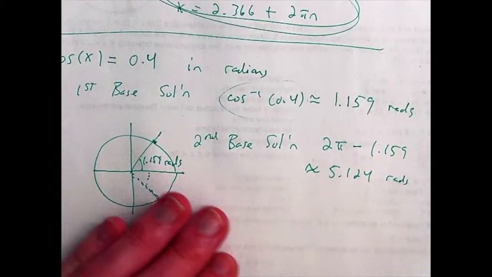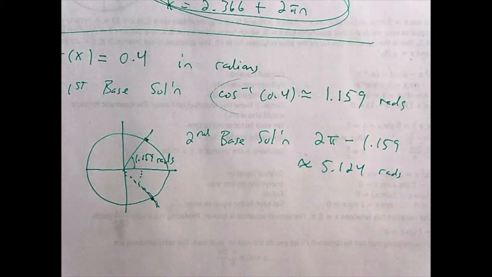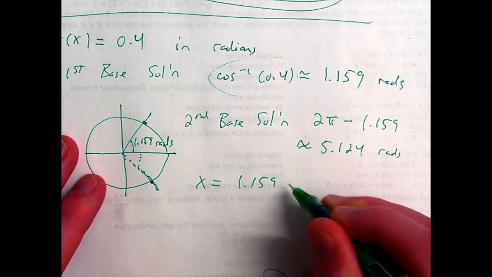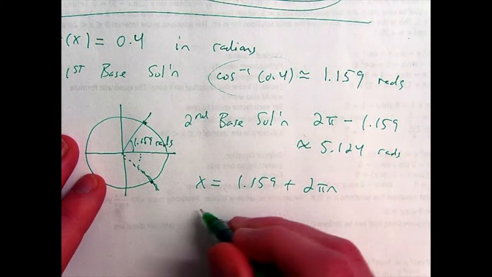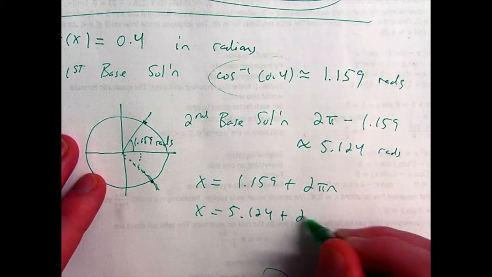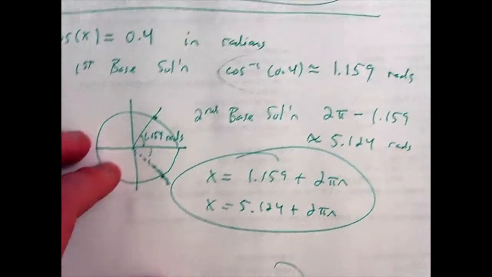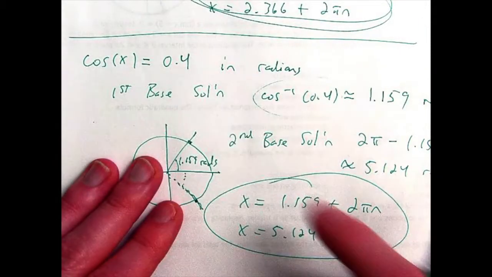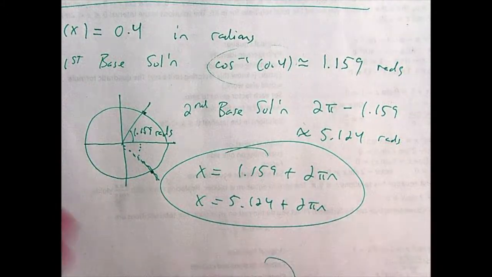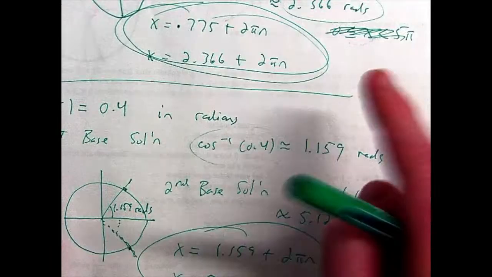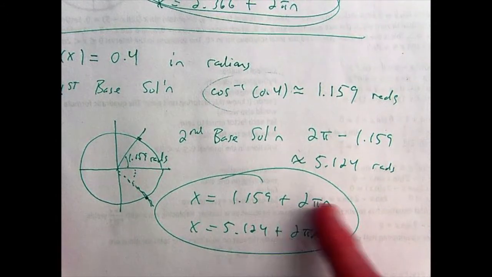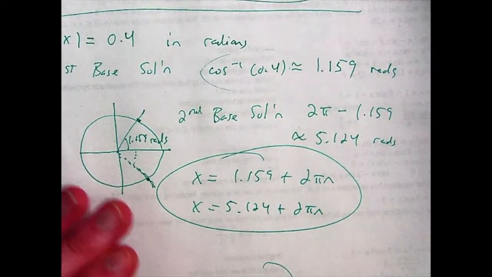Cool. Okay, we've got our two base solutions, and now you just need to slap on a 2 pi n to each one of them, right? So x equals 1.159 plus 2 pi n. That's one formula, and then the other one is 5.124 plus 2 pi n. That's my second. In this case, there's no restriction, so there's infinitely many solutions, meaning I have to just leave these two formulas as they are. But if I had a restriction, like x is between 0 and 2 pi, then I would have to start replacing n with specific values and so on.